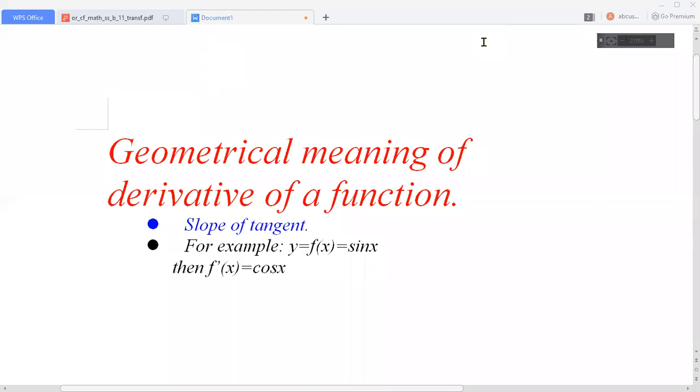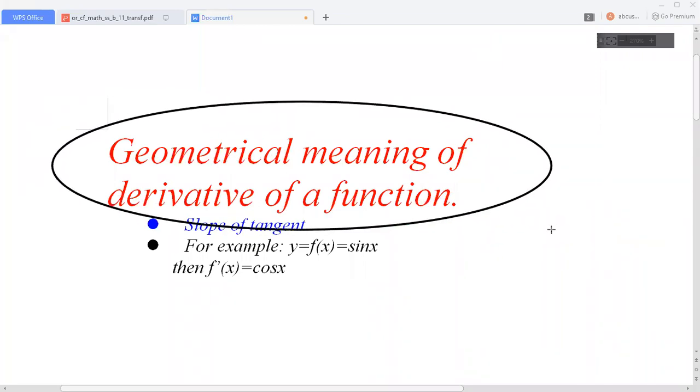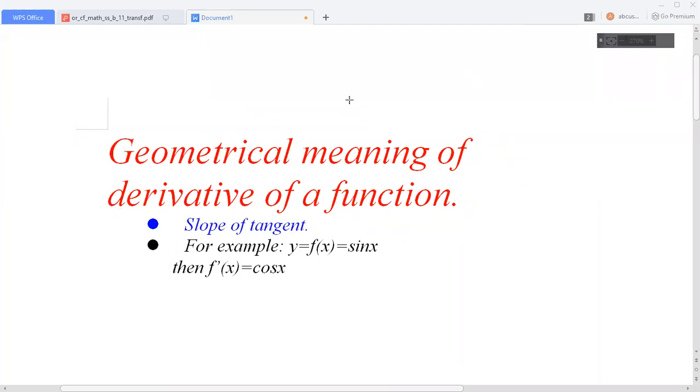Today in this video, I am going to discuss the geometrical meaning of the derivative of a function. This is the topic of today's discussion. Today we will discuss the geometrical interpretation of the differentiation of a function. Please remember that the derivative of a function always gives the slope of the tangent.